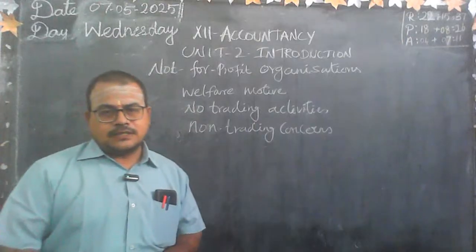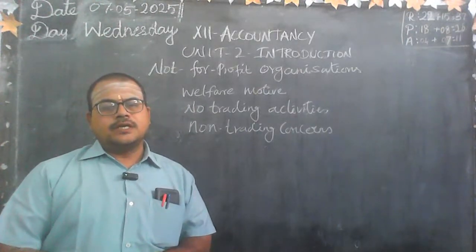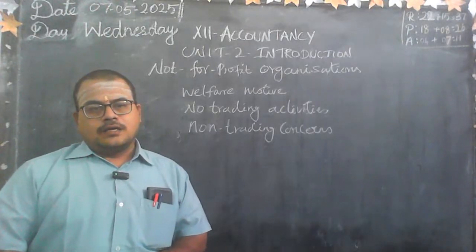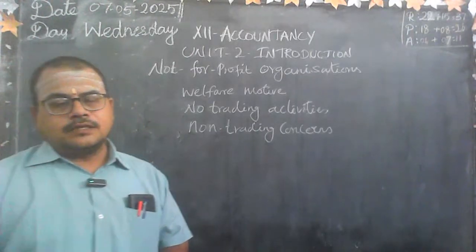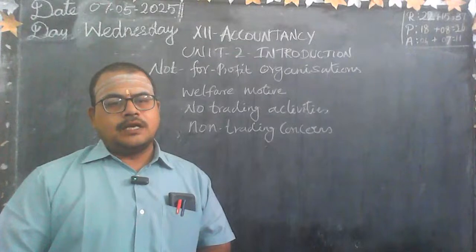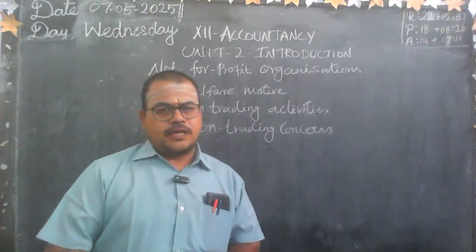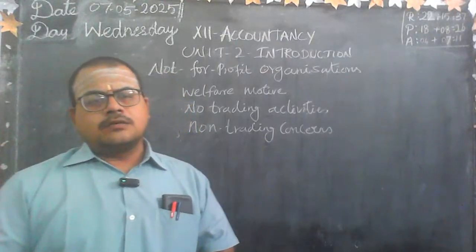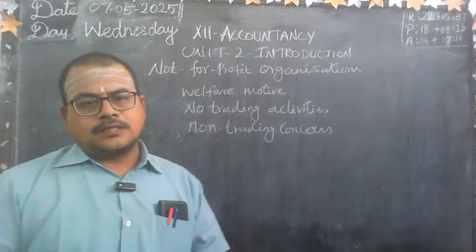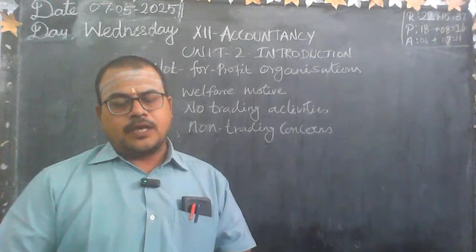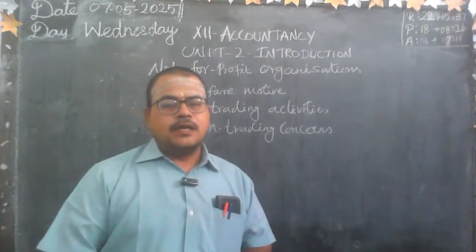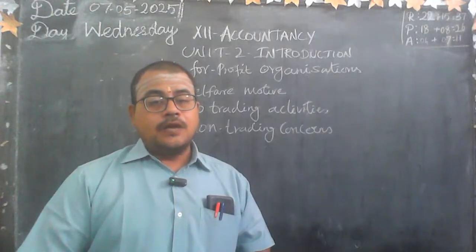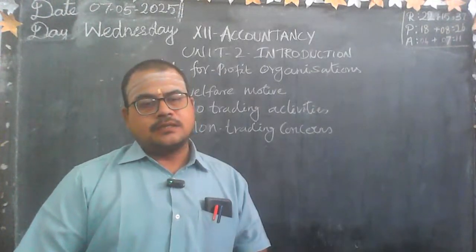In the first chapter, we referred to incomplete accounting records. Those records are maintained by trading organizations. They undertake all kinds of trading activities, so they want to know the profit or loss earned during the accounting period. But in this chapter, we are going to discuss the not-for-profit organization.